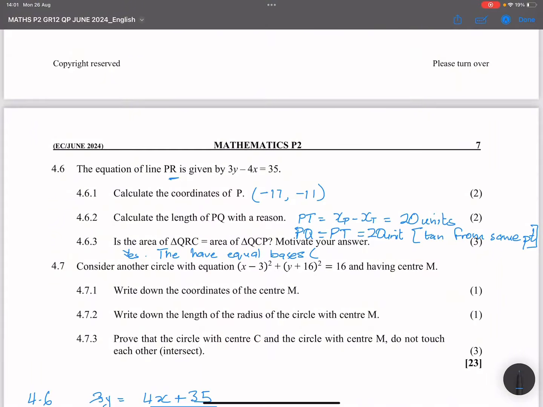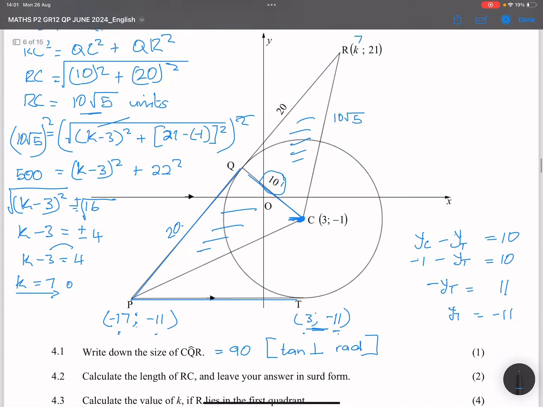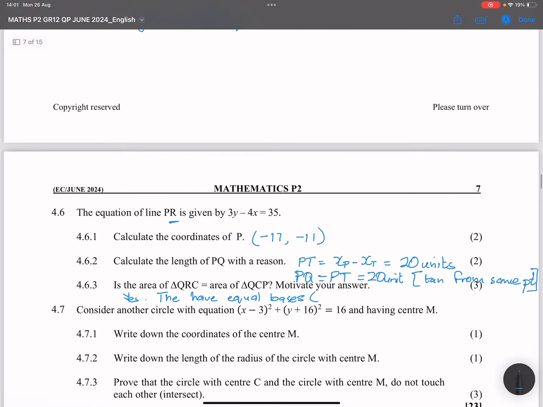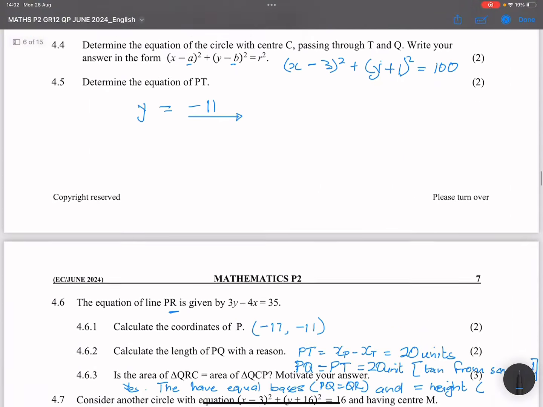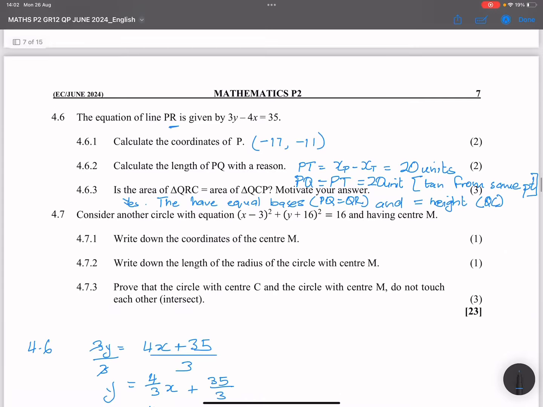That is PQ is equal to QR, and equal height, which is common. Okay, so our height is QC, which is common. All right, and so there we go, ladies and gents.